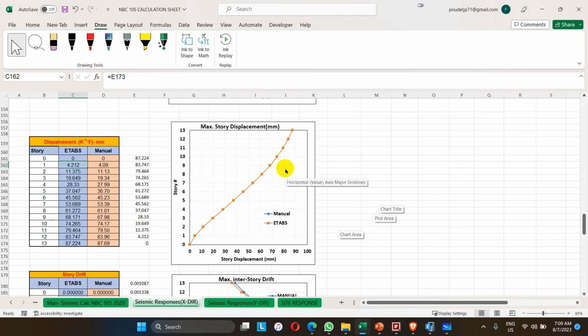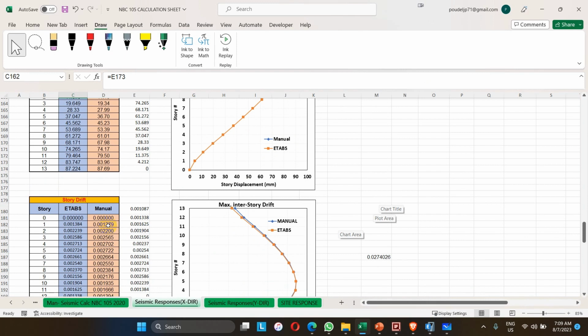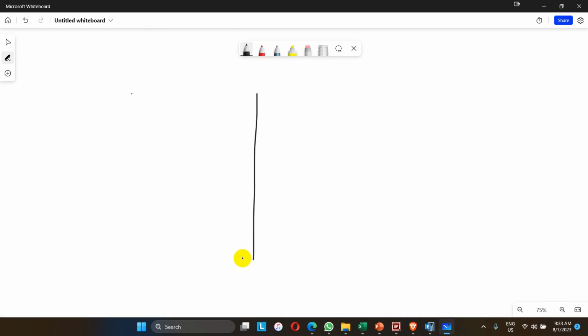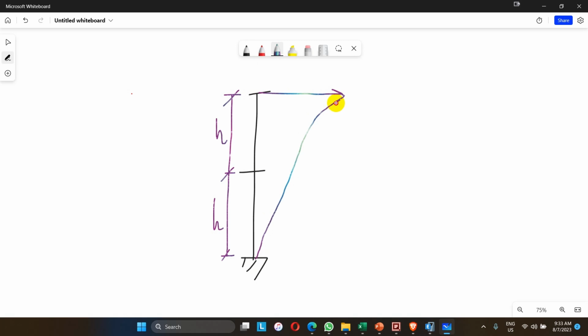So after this, we have to move to the story drift, which is also an important parameter for the seismic analysis procedure as an acceptance criterion. Suppose this is a 2 degree of freedom structure with floors in its stories, then the story displacement is like this: in the first story, story 1, and second story, story 2. Let's say there is a displacement of delta 1 in the first story, and in the second story a displacement of delta 2.